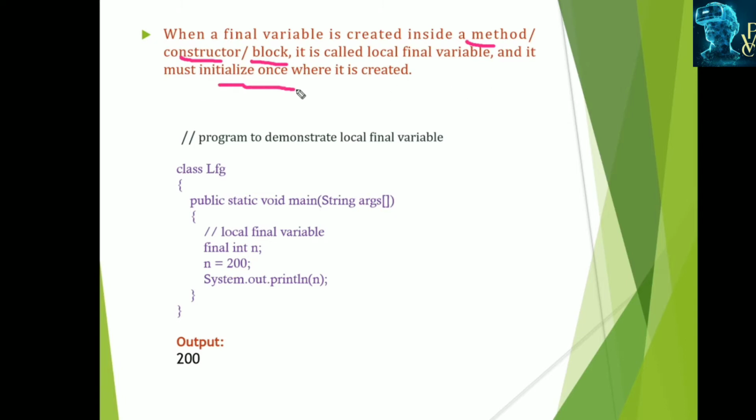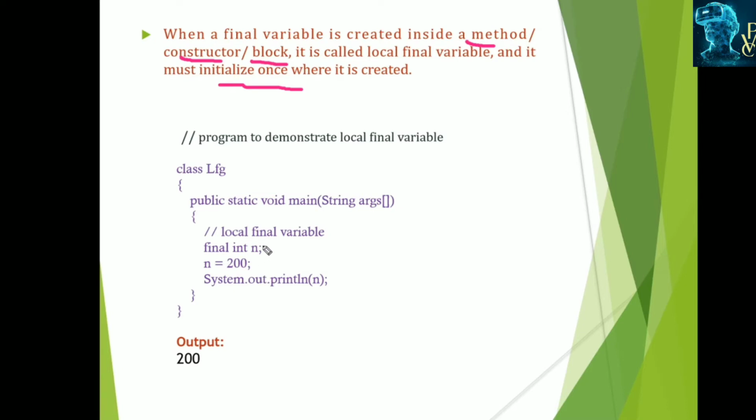Within the method, only those can be initialized and used. Those cannot be reassigned. For example, local final variables. Here we have the class. This is the main method. Here we declare the final int n within the main method. This is not an instance variable. This is a local variable. So within this main only we can use this.